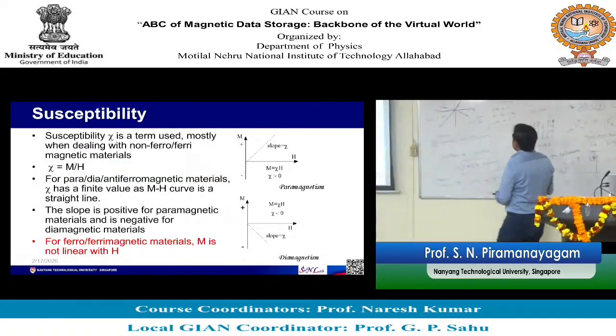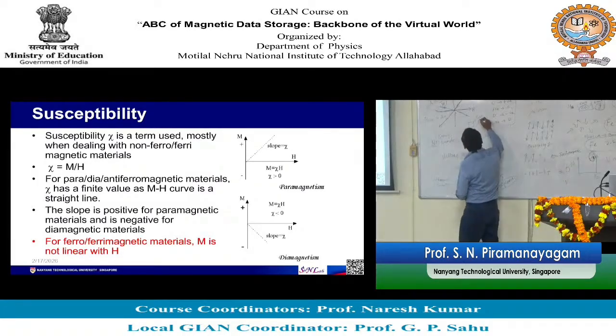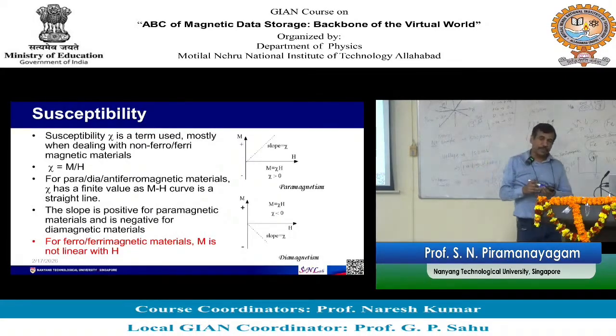Quite often, if I just ask you to differentiate between paramagnetic material versus diamagnetic material, this measurement is enough. You do it at room temperature, that is enough.